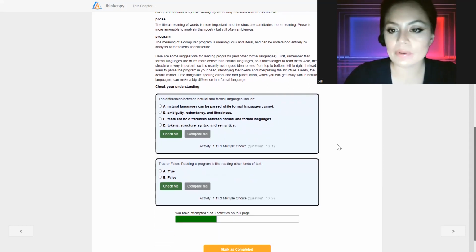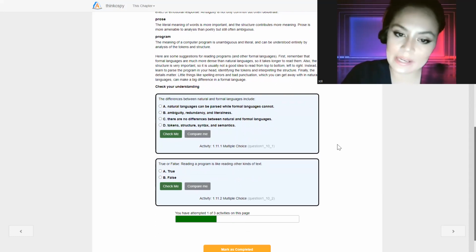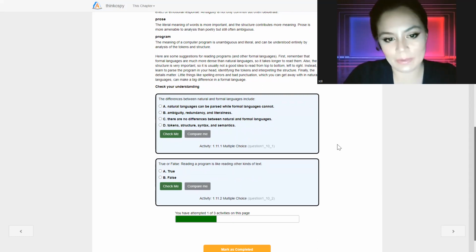Here we have a couple quiz questions. The difference between natural and formal languages include: A. Natural languages can be parsed, while formal languages cannot. Can rule that one out. Option B. Ambiguity, redundancy, and literalness. That would be the right answer, but let's continue.